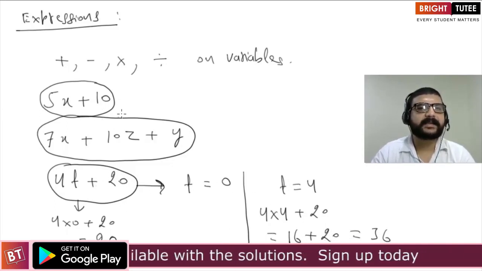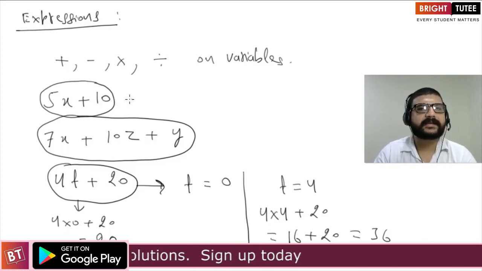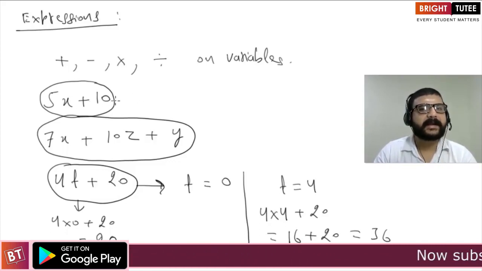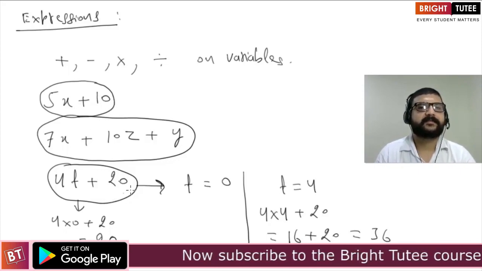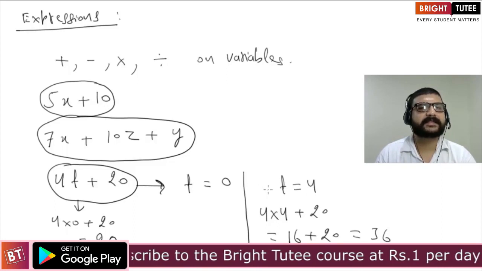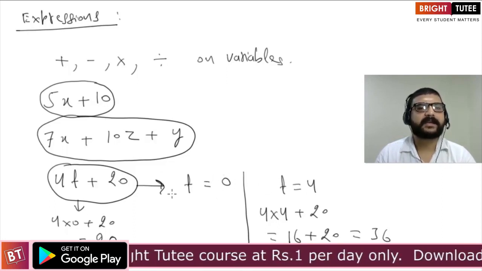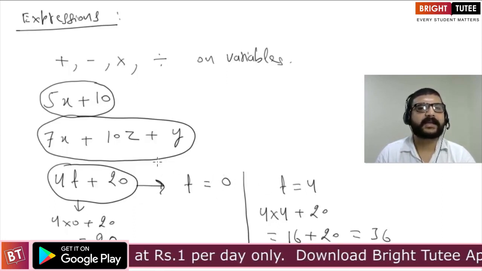So basically what we want to say here is that values of expressions are dependent upon values of variables. Whichever value of variable we select, according to that only we are going to get values of the expression.